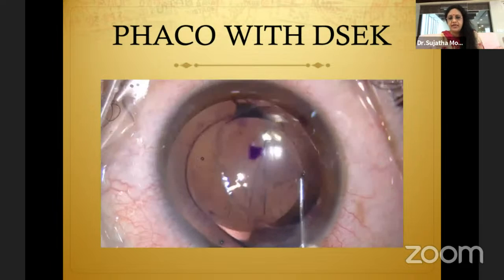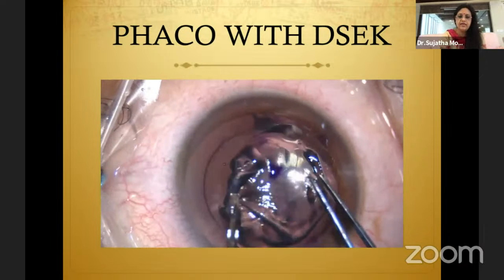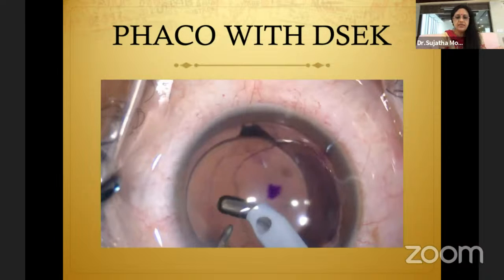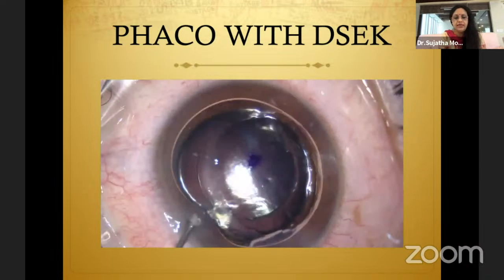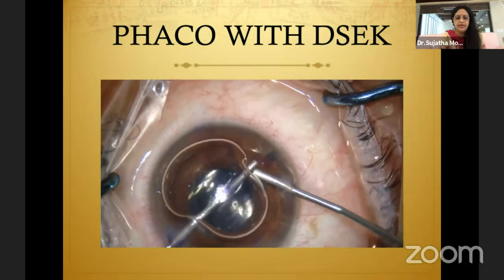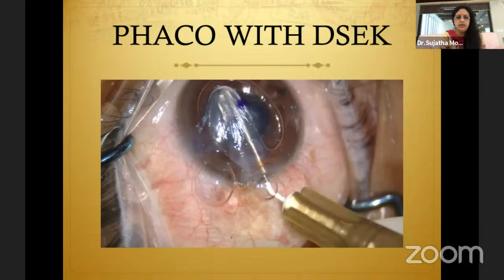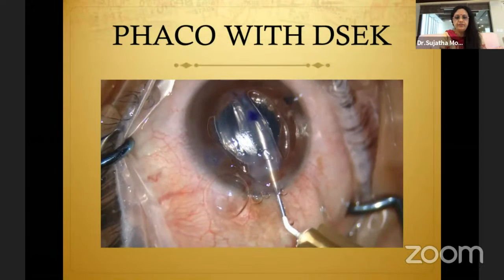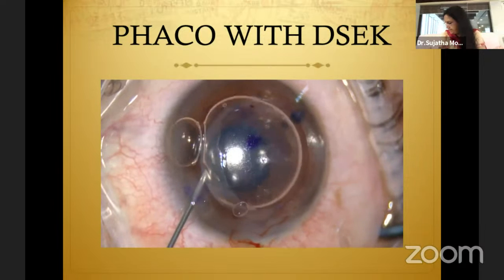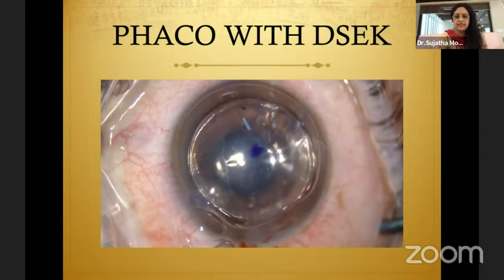You can also do it under air because it also gives good visualization, and you can just come out very nicely. It's a single piece, and then again, you go inside and remove all the viscoelastic completely and then inject air. I'm doing a PI, inferior PI, and again, a push through technique. Inject saline, and that's the end of the case.